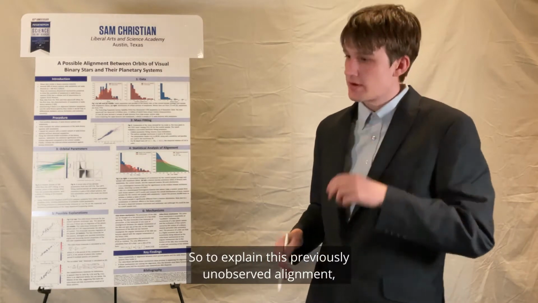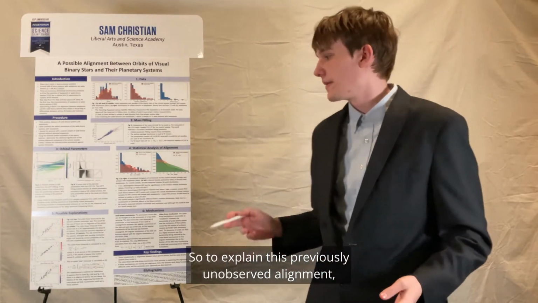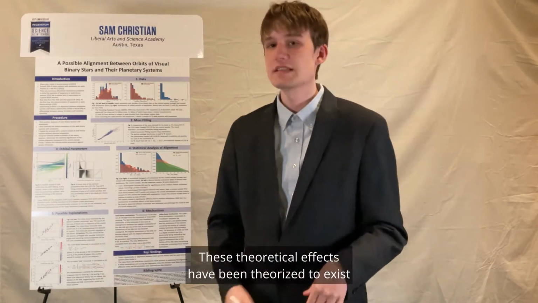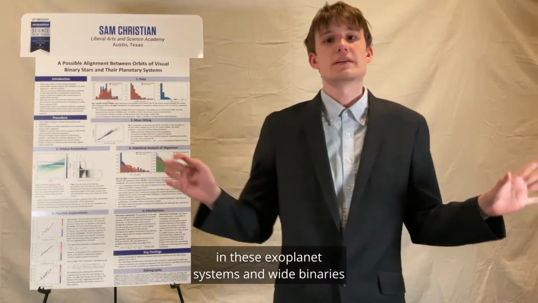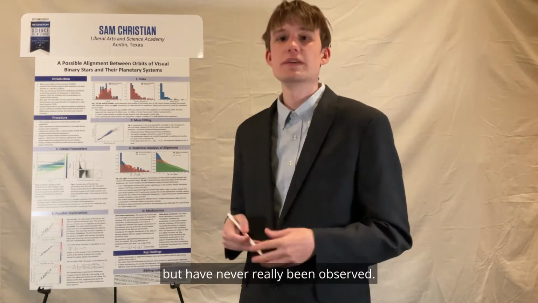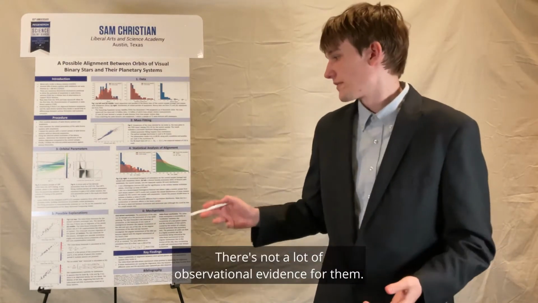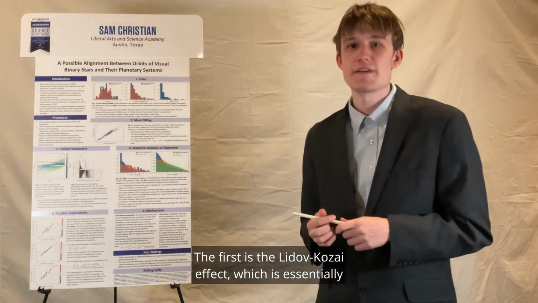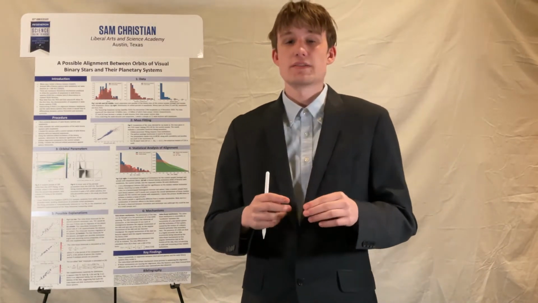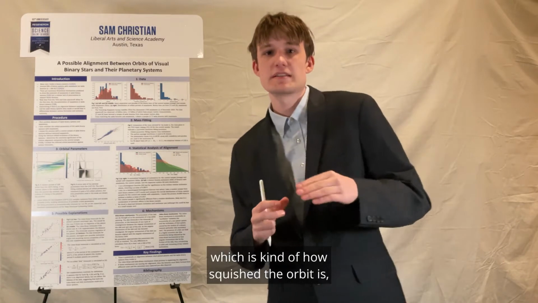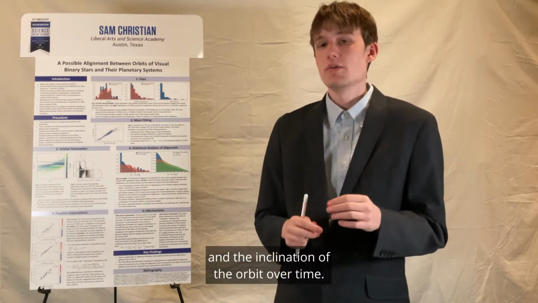So to explain this previously unobserved alignment, I came up with two theoretical effects. These theoretical effects have been theorized to exist in these exoplanet systems and wide binaries, but have never really been observed. There's not a lot of observational evidence for them. The first is the Lidov-Kozai effect, which is essentially an oscillation between the eccentricity, which is how squished the orbit is, and the inclination of the orbit over time.